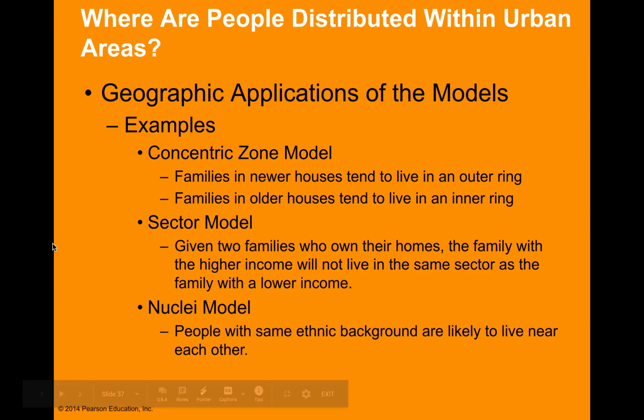All right, so how can we use these models today? Yes, there are limitations, which we'll talk about, but they can be used. They're too simple, for one, to just use because urban areas have evolved so much, especially central business districts and central cities and unincorporated suburbs. But with the concentric zone model, we can see where newer houses are, where older houses are.